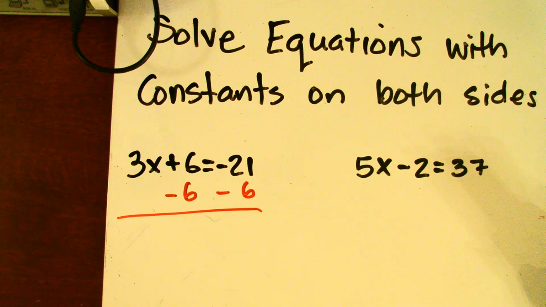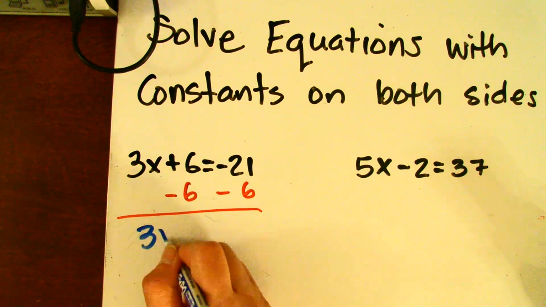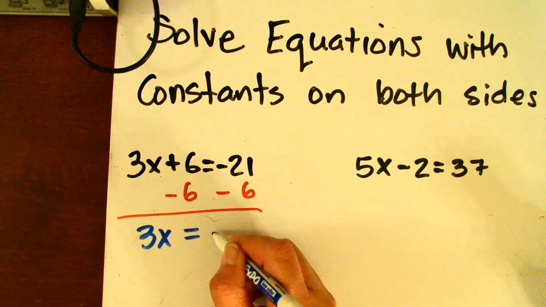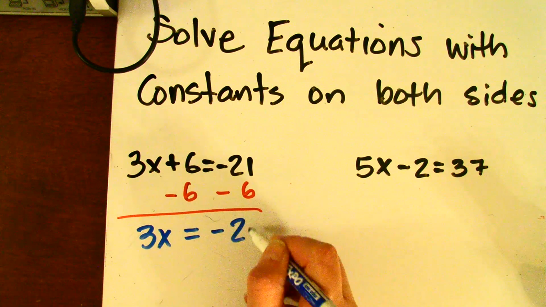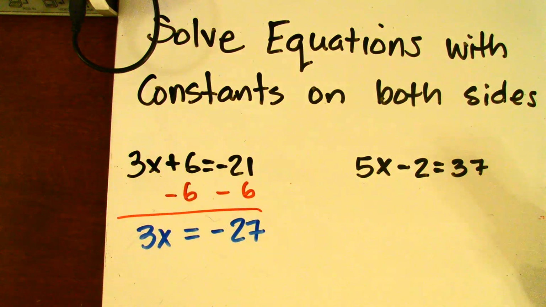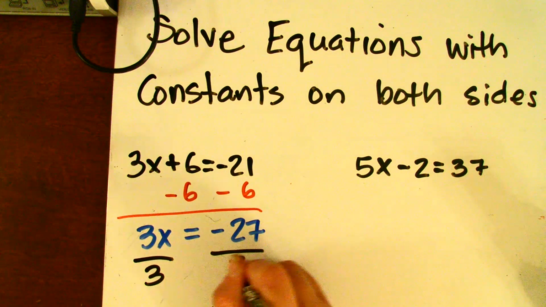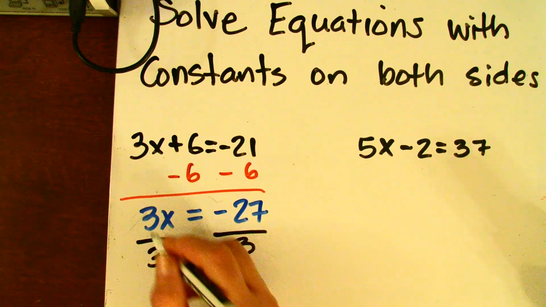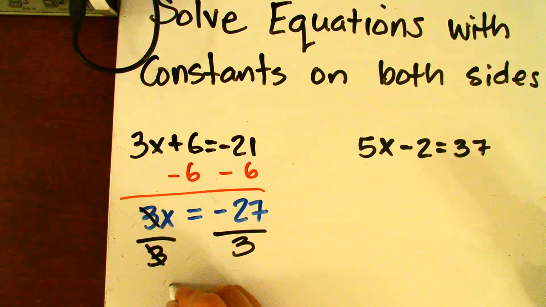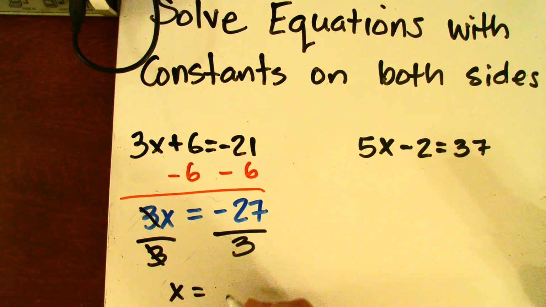I'm left with 3x equals negative 27. Now I have 3x equals negative 27. That's 3 times x. So I'll divide by 3 on both sides. These will cancel, and I'm left with x equals negative 9.